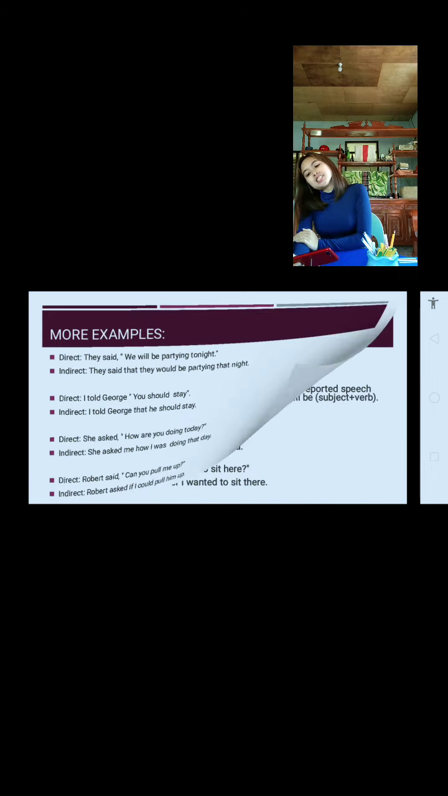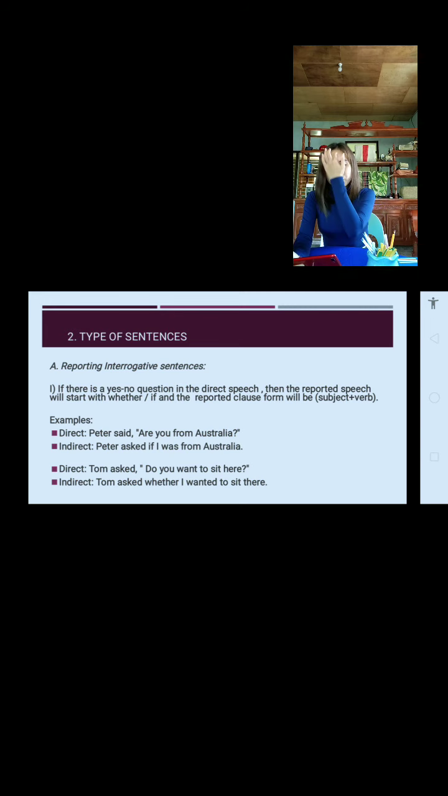Next thing that you'll need to consider is the type of sentences. And the reporting verb will also be based on the type of sentences, to emphasize the intention of the speaker. So we have first, reporting interrogative sentences. If there is a yes or no question in the direct speech, then the reported speech will start with whether or if, and the reported clause form will be subject plus verb.